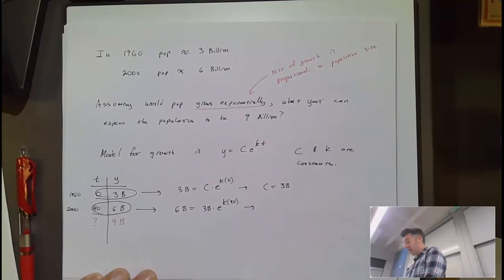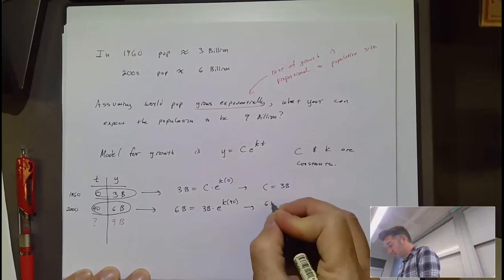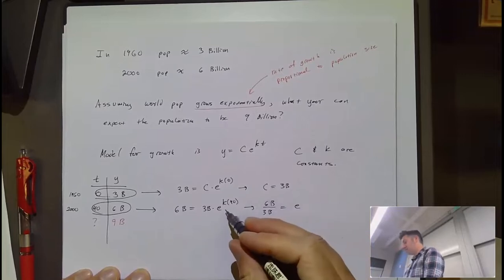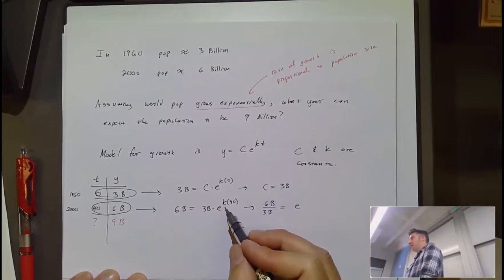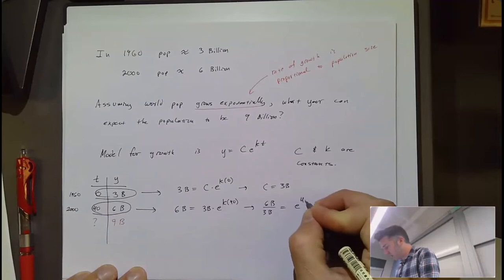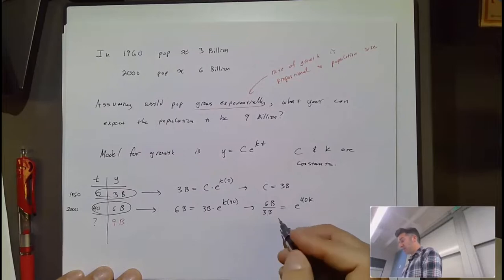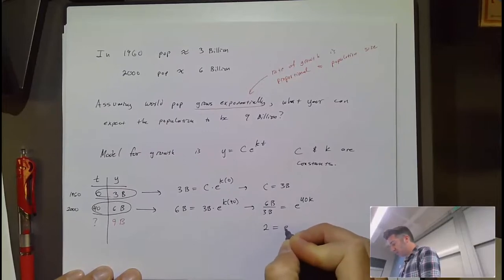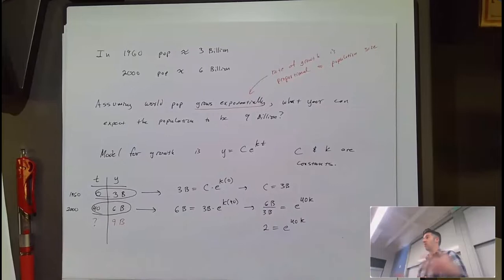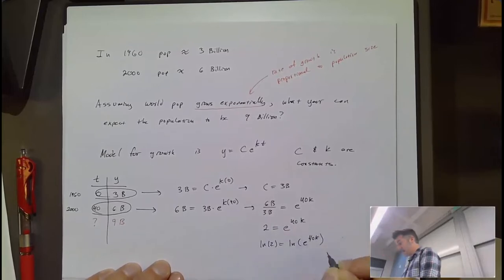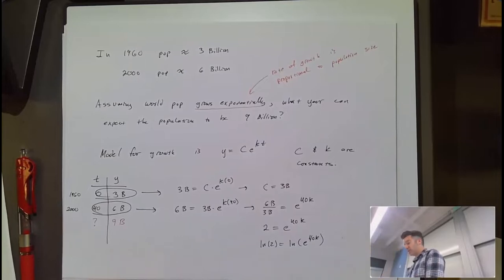So I'm going to divide both sides by 3 billion. So 6 billion divided by 3 billion equals e to the, it's pretty common to write this as 40 times k instead of k times 40. If you have a number and a constant, we often write the number first, but it doesn't matter. And then 6 billion divided by 3 billion is 2. 2 equals e to the 40k. And then we're going to either rewrite it or take the natural log of both sides. So we're going to get the natural log of 2 equals the natural log of e to the 40k. But the natural log of e to the something is just the something.